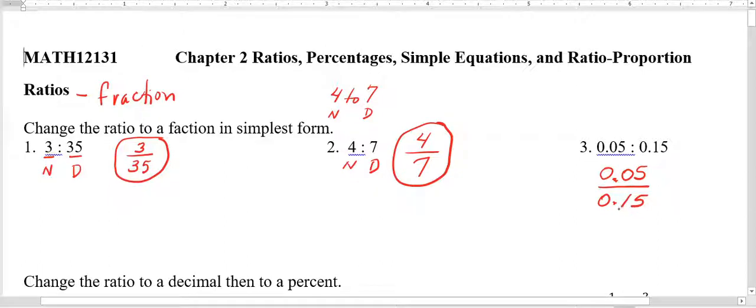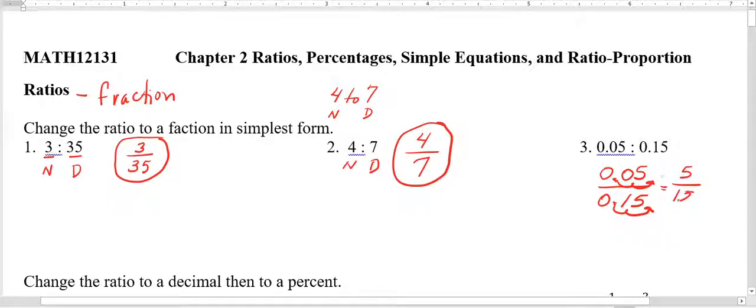I can multiply by 100. When I multiply by 100, I'm going to move my decimal 2 places to the right. So I'm going to move my numerator 2 places to the right. Whatever I multiply in the denominator, I move to the numerator. So then I'm going to write it as 5 over 15.